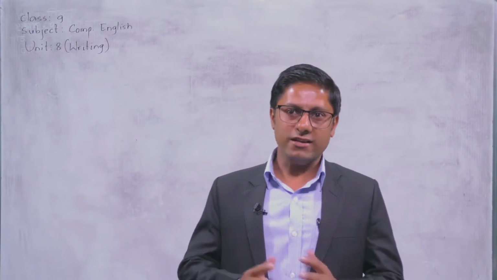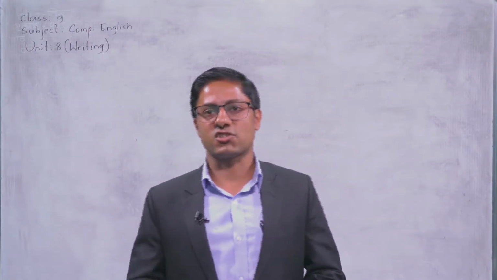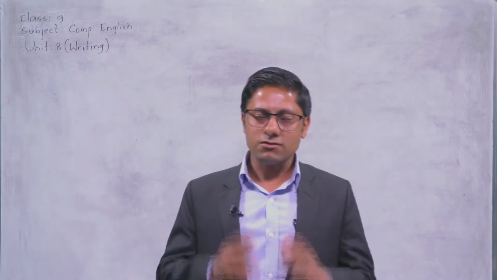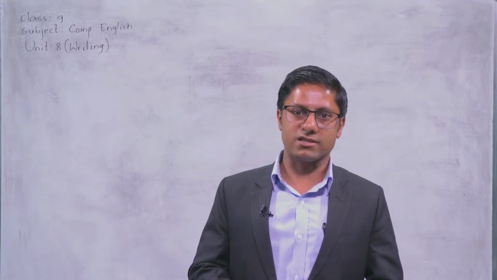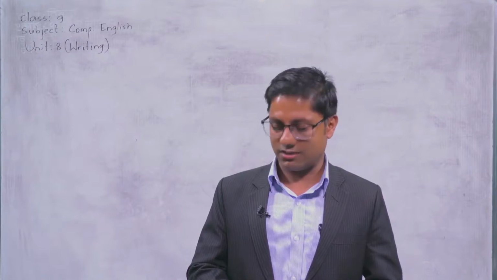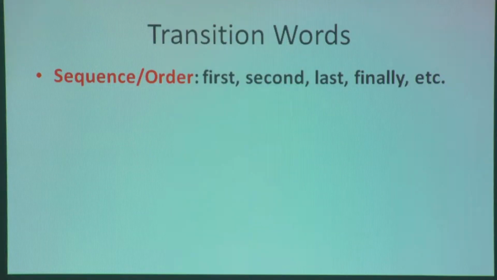Okay, students, just look on the screen. What transition words did we discuss in our previous class? We'll have a look once. See there on the screen, please. The first one is related to sequence and order. That means it is related to time. See, first, second, last, finally. These are some transition words that are used to show the sequence or order.